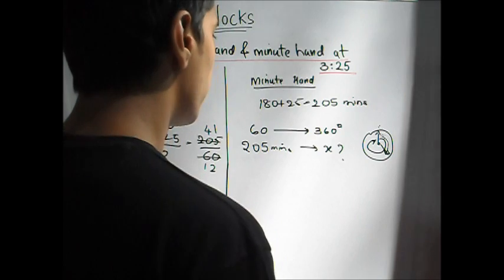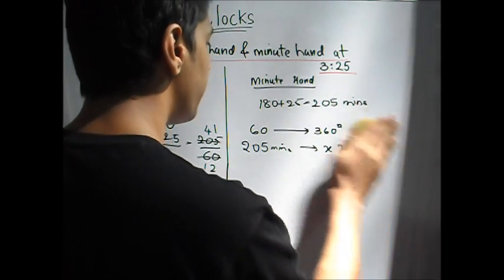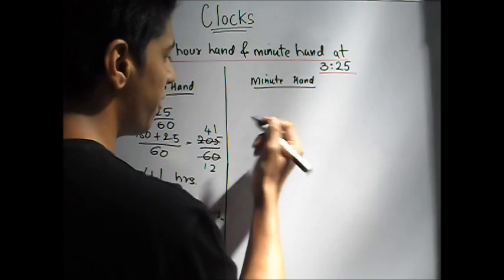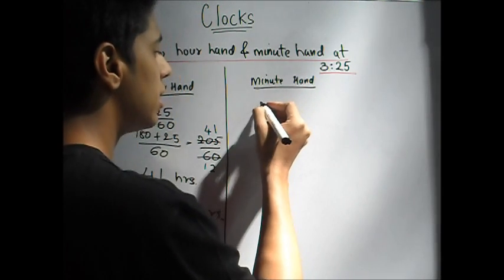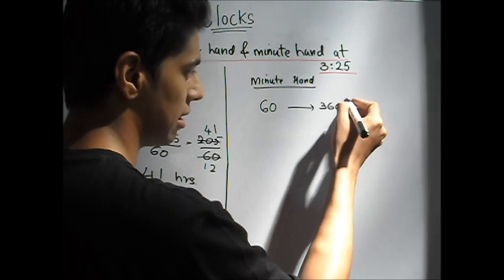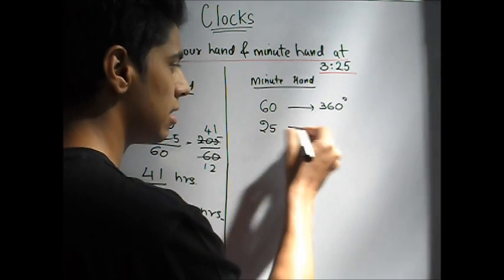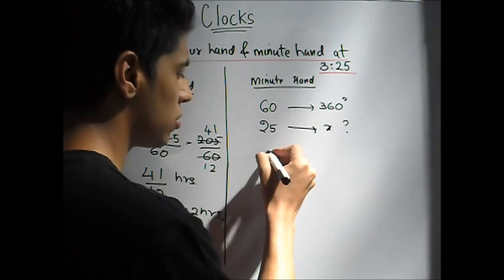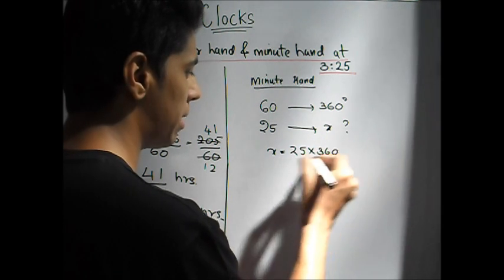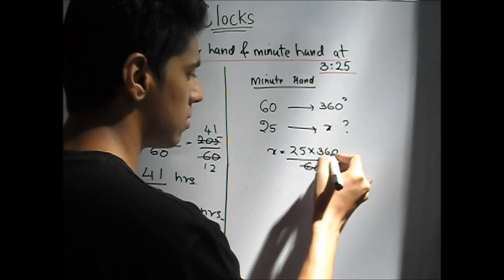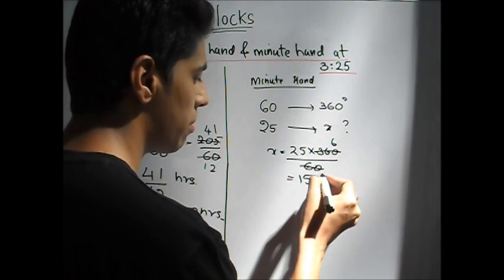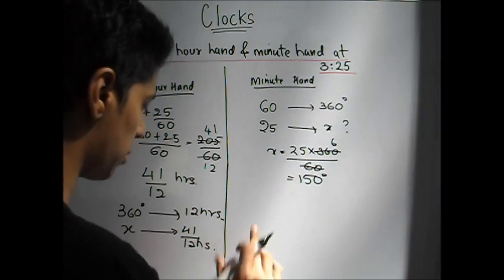So if you start over, you can just consider the 25 minutes. We know that for every 60 minutes, it traverses 360 degrees. So for 25 minutes, how much? So now x will be 25 into 360, that is cross multiplication, divided by 60. 360 divided by 60 is 6. So 25 into 6 is 150. So basically this is 150 degrees.